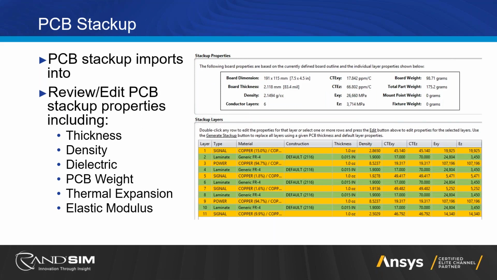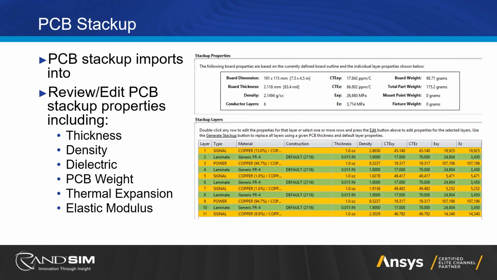And so once you've already looked at your PCB, it's always a good check to also review the Stackup. And so the Stackup also has a lot of interesting properties, a little bit more so than you may necessarily be familiar with if you're working in your layout tool. And so a couple of the parameters that you'll see here are your board dimensions, your board thickness, the density of your board, the number of conductor layers, and then a couple of these parameters that you may or may not be associated with. So this CTE is the thermal expansion in the XY and the Z plane, and then the EXY or EZ is the elastic modulus.